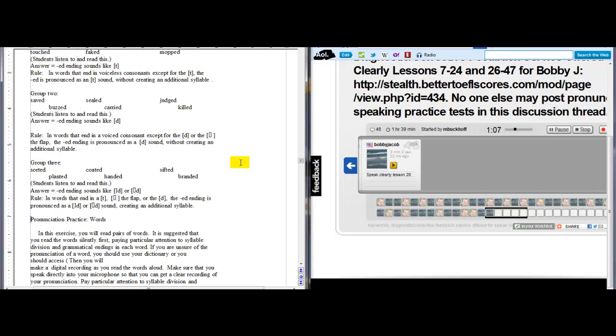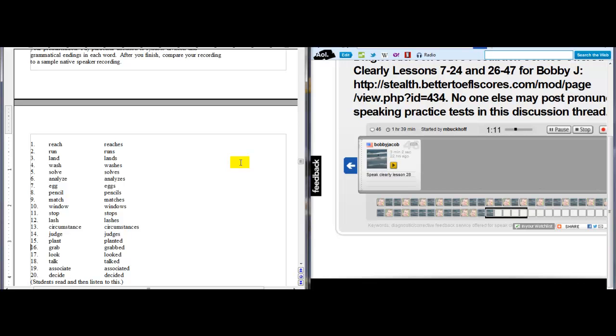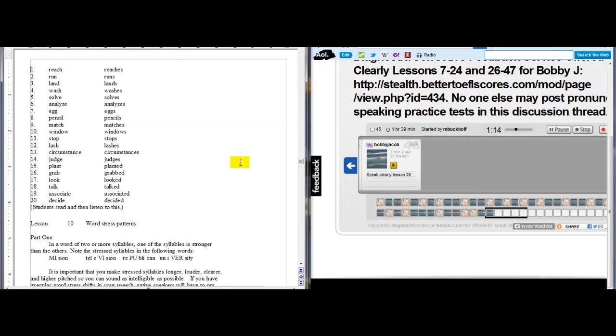Pronunciation practice words. Yeah, this is good. I'm glad you're doing this. Number 1. Reach, reaches. And be a little bit more clear. Practice reaches. Reaches. Run, runs. I don't know. You want to make that a Z. It sounds like you're saying runs. But it's runs. Land, lands. Number 4. Wash, washes.